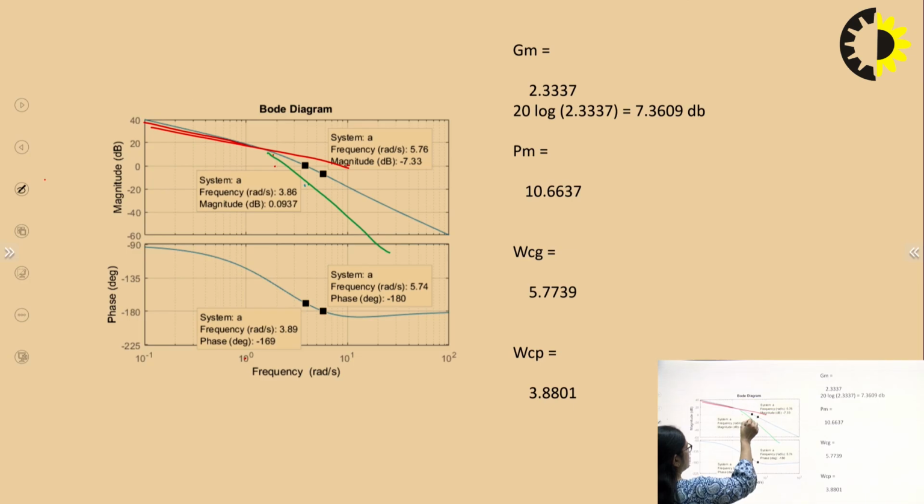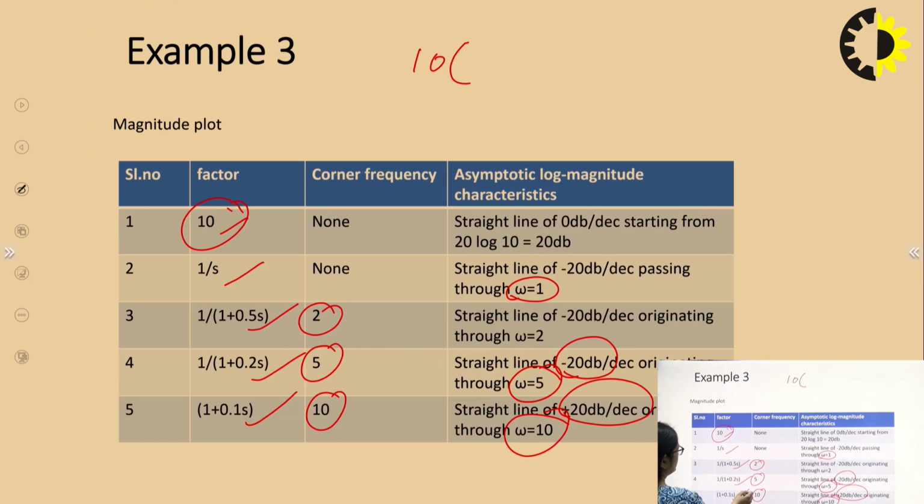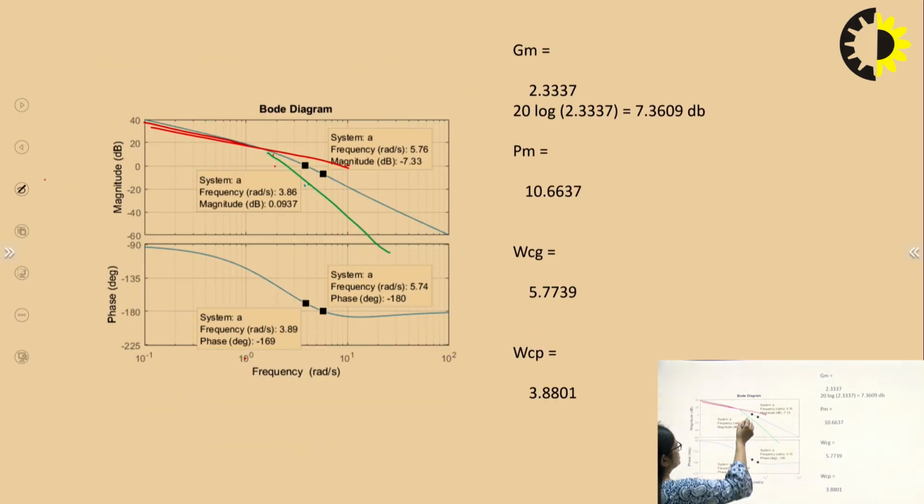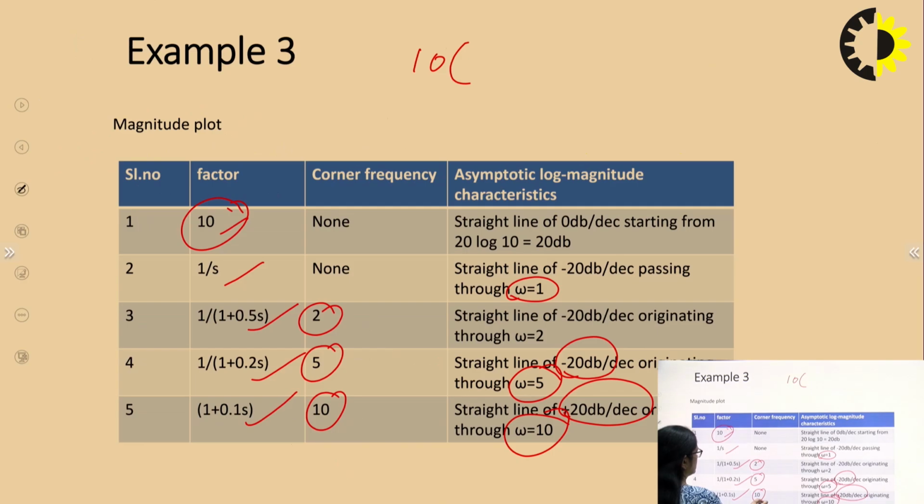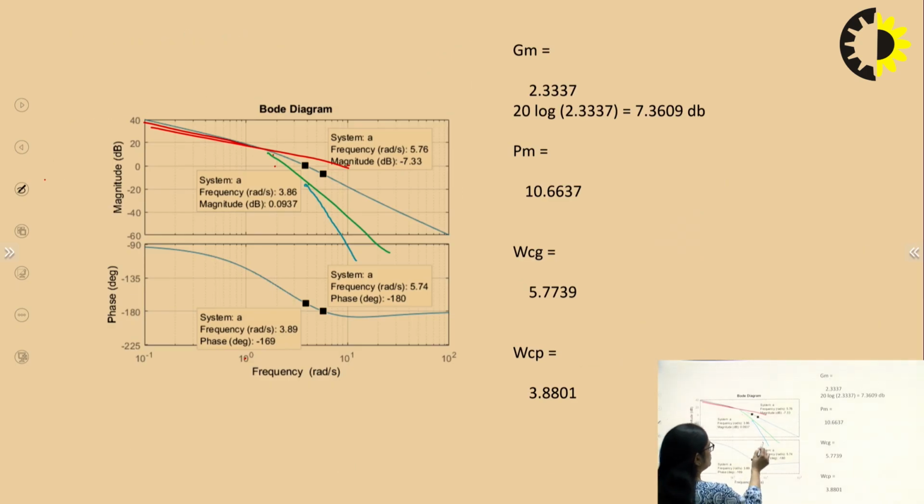Then at 5 we have another corner frequency which is a pole. So here again the slope changes, it's a pole, so minus 20 dB per decade again. So this will be minus 40 dB per decade, and then the next corner frequency is 10, which is a zero. So at the zero we have plus 20 dB per decade. Again at 10 the corner frequency, the slope will change.